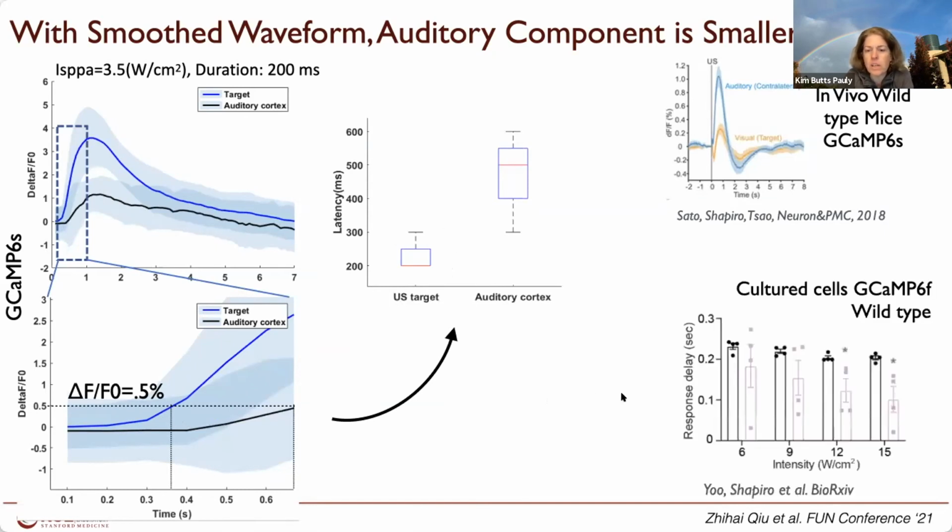It was a little hard to see in this plot over here, but now that he's quantitated it, it's quite a bit more obvious. If you look now at a different paper by Mikhail Shapiro's group, where they looked at cultured cells with GCaMP, they see a latency that's similar to what we're seeing, around 200 milliseconds. And that's about what we're seeing here at the target. So we think that with the smoothed waveform, our in vivo setup is giving us a more direct measurement of what's going on.